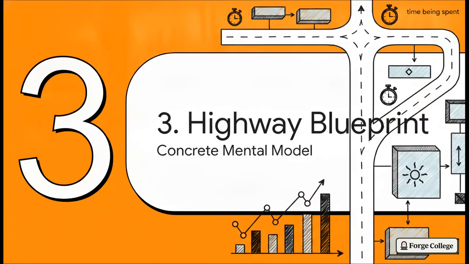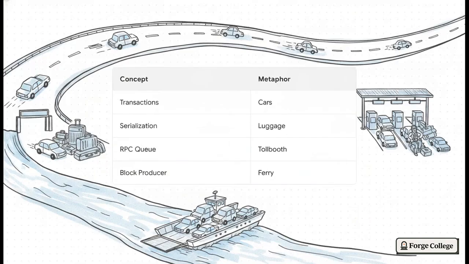Section 3, the highway blueprint, concrete mental model. To really engineer a solution, we need a concrete visual model to see exactly where time is being spent in the life cycle of a Solana transaction. So imagine Solana is a giant highway, and your transactions are the cars. Serialization, which is preparing your data, well, that's the time you spend loading luggage into your car. The RPC nodes are the highway entry ramps and toll booths. And the block producer, that's a ferry taking batches of cars across the river.